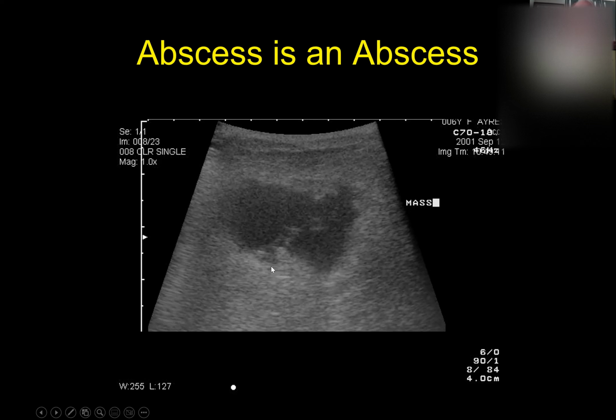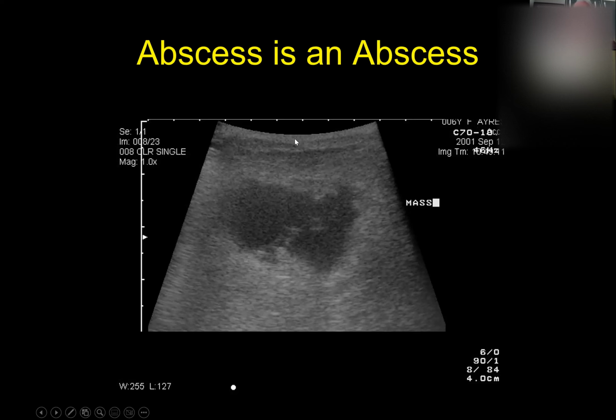And the margins around the abscess are not thin walled. They're kind of poorly defined, kind of thick walled, if anything. It's got kind of an irregular internal margin, and it looks like it's got this invagination of tissue inside the abscess. Okay.